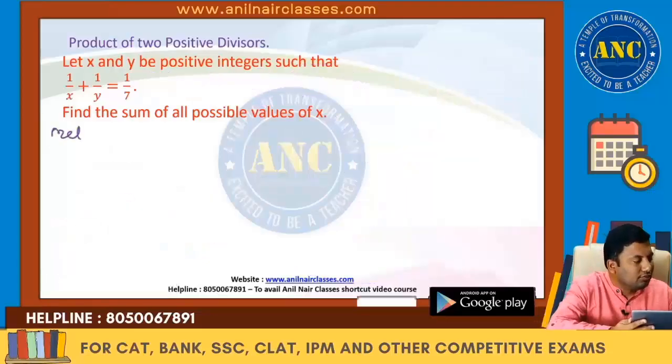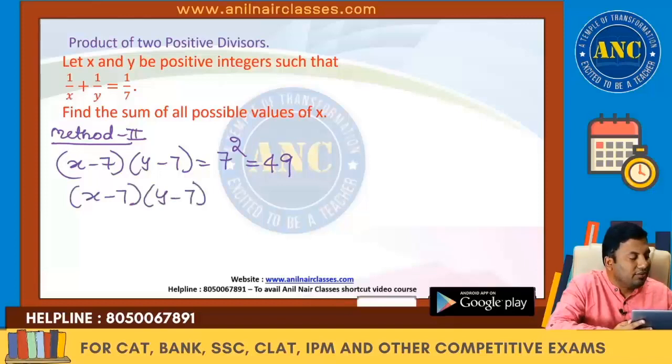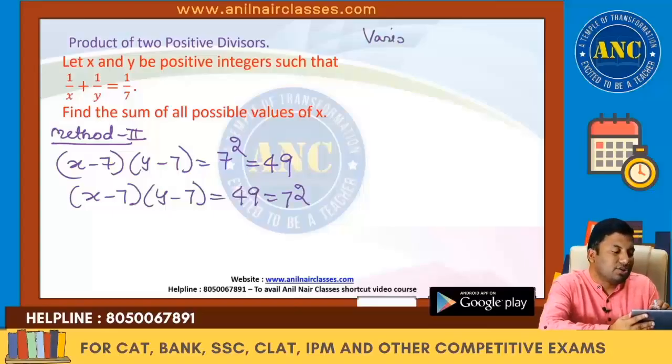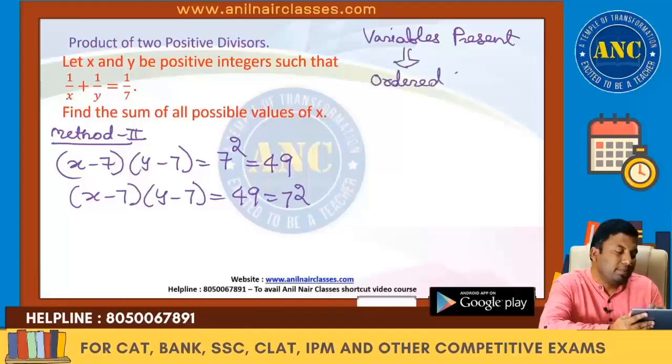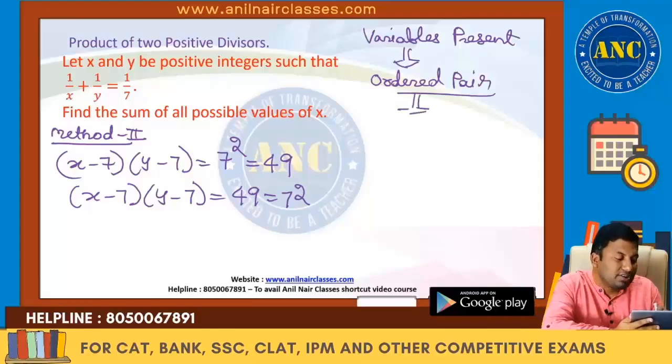Now see here, method 2. This is nothing but x minus ac, y minus bc equivalent to abc square, which is 49. X minus 7 into y minus 7 is 49. What is the other key point which we discussed? 49 is 7 square. If the variables are present in the question, then this is nothing but an ordered pair. In an ordered pair, the number of ways you can write an equation as a product of two factors is nothing but the number of factors.